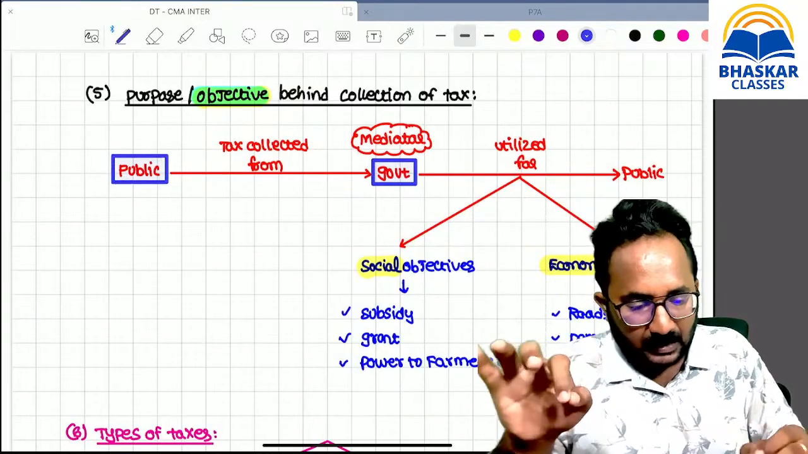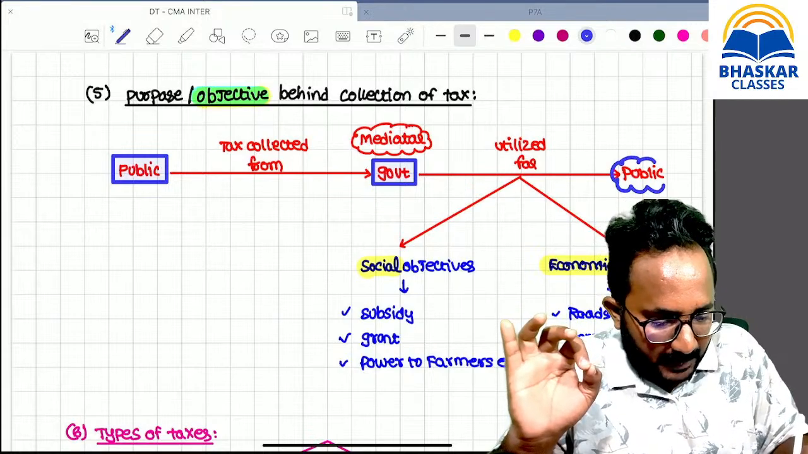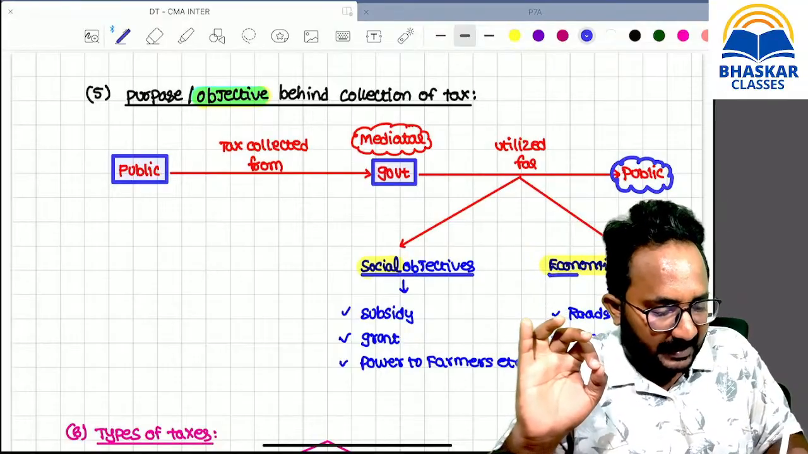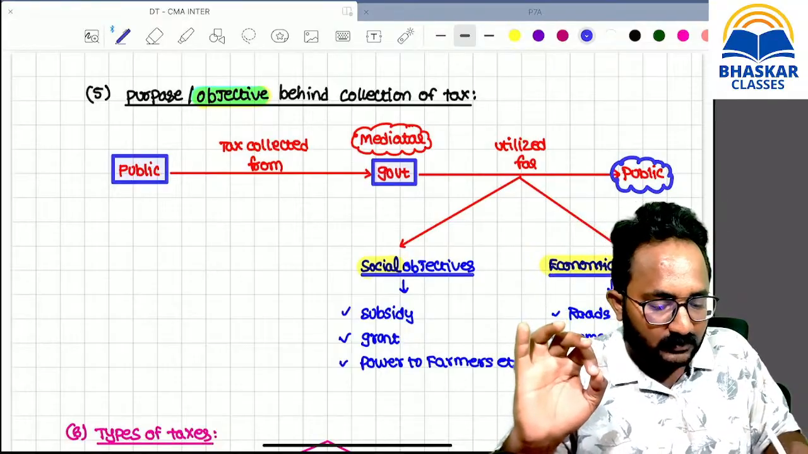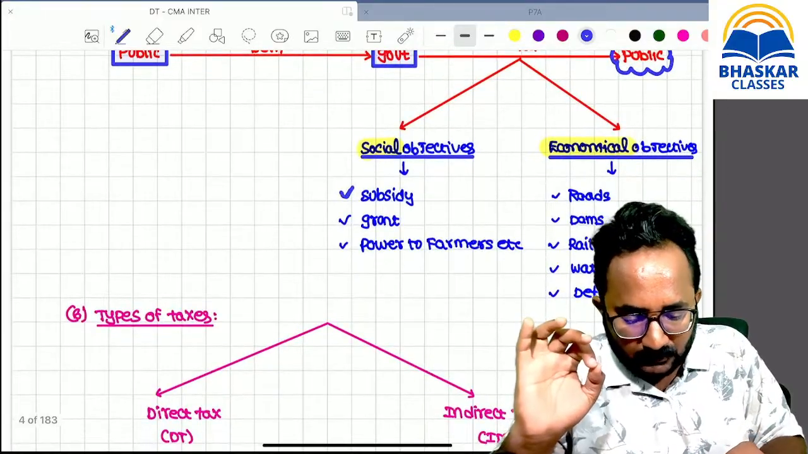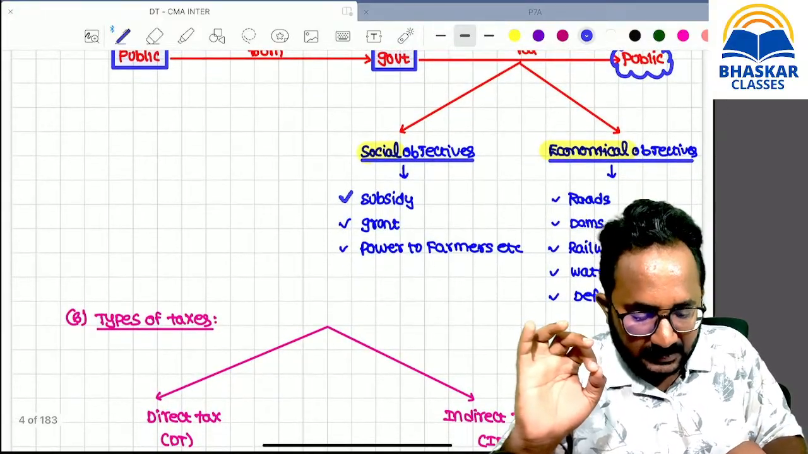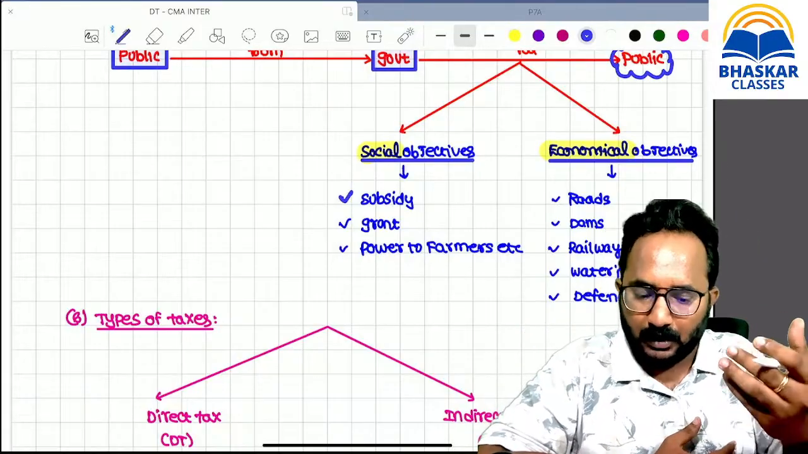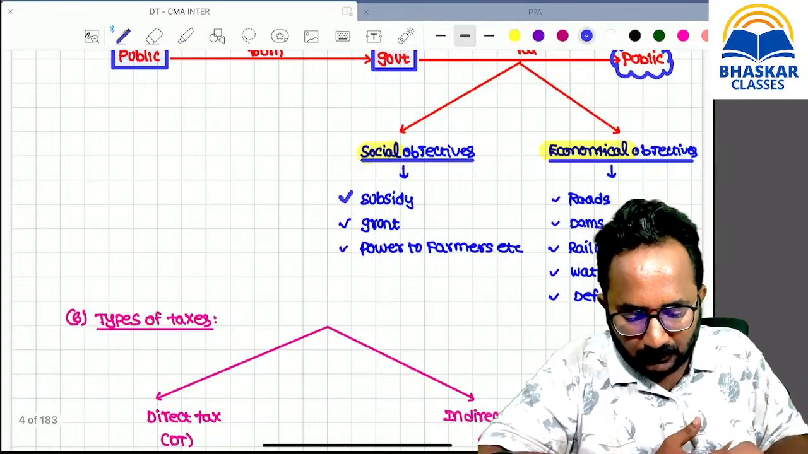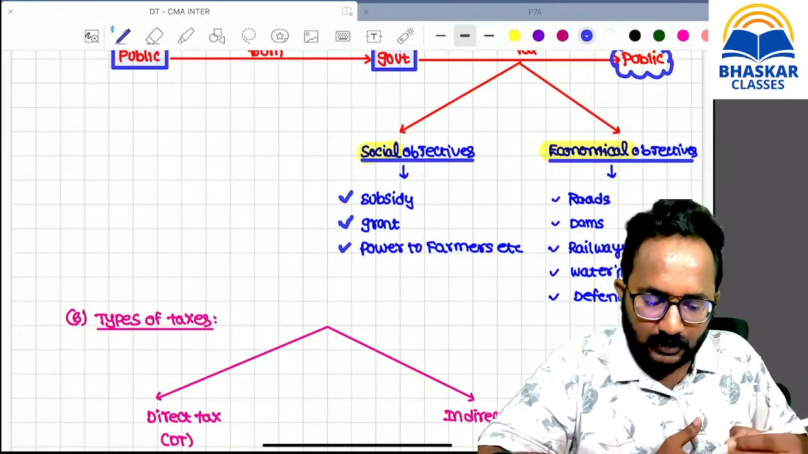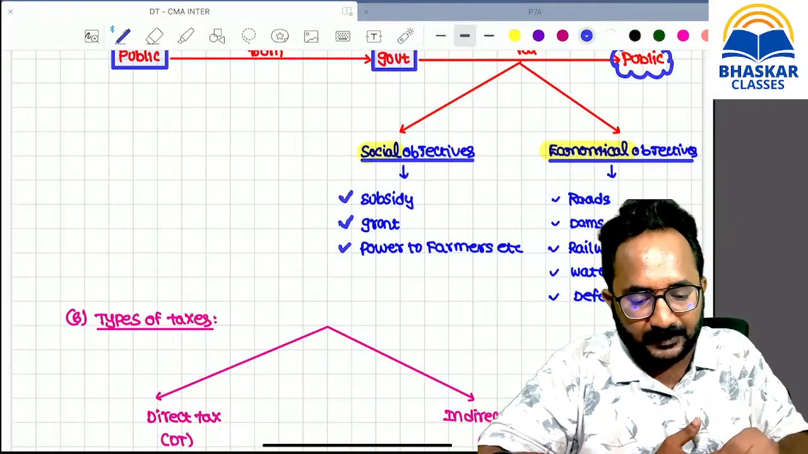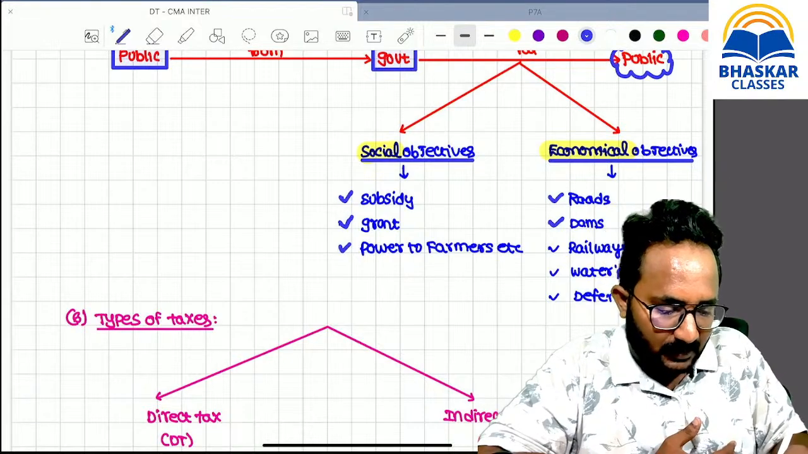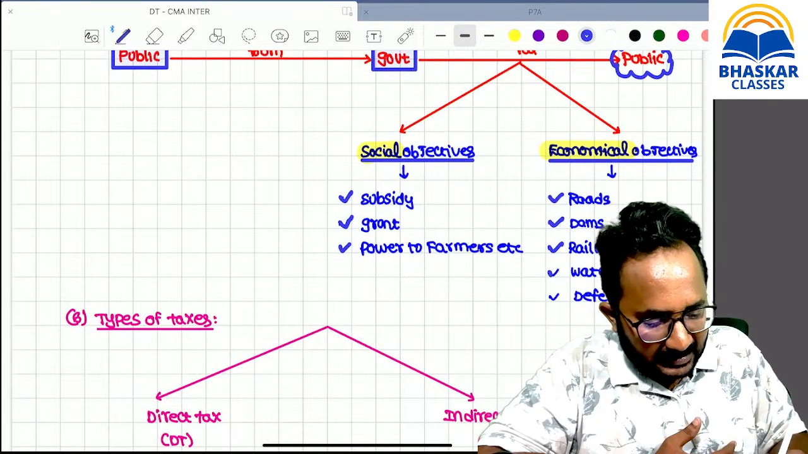For what purpose? That will also be utilized for the public only. Objectives means social objectives, one thing. The second one is economic objectives. Social objectives means some goods can be given to the public at a subsidy, for example power or rice, etc. They can also give grants or power to the farmers. Economic objectives means development objectives like road construction, dams, railways, water irrigation, and defense.